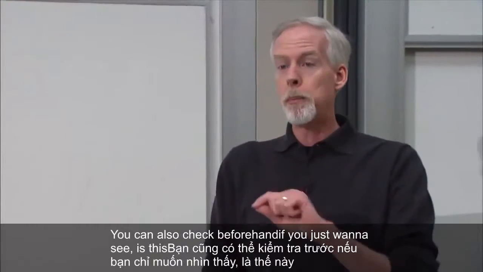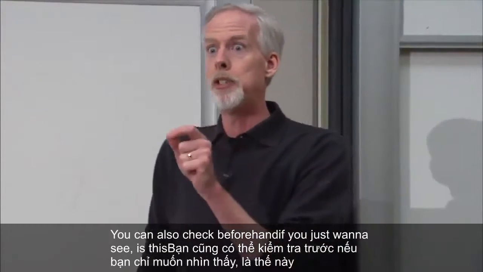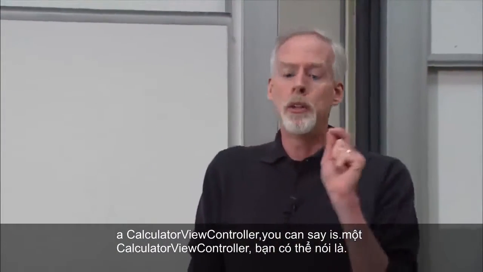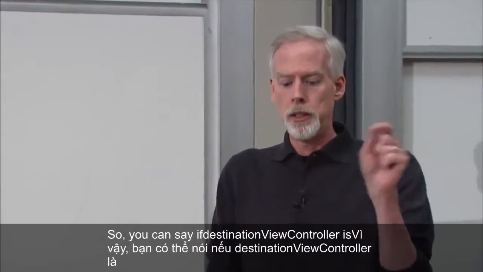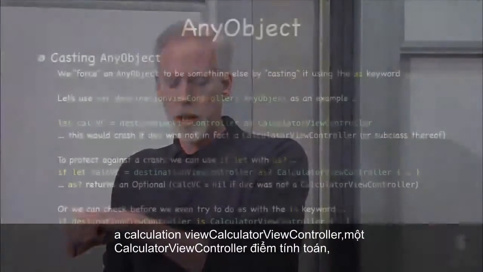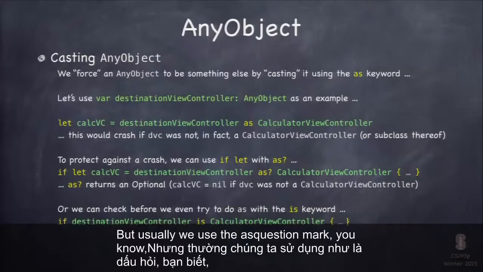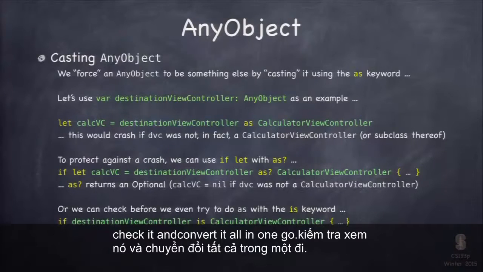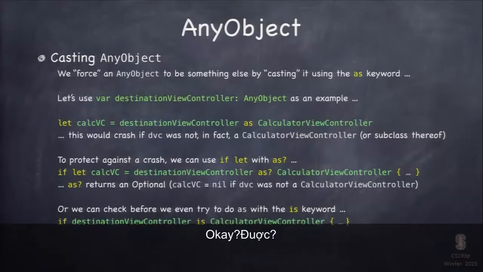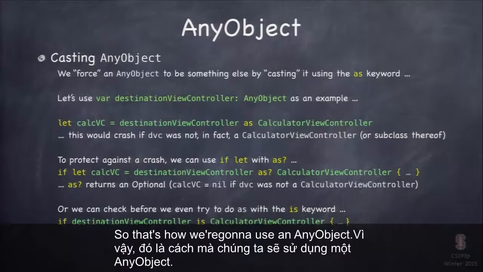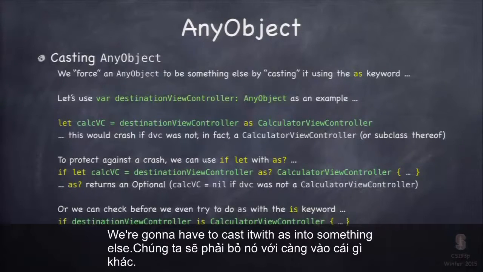You can also check beforehand if you just want to see, is this a calculator view controller? You can say "is". So you can say if destination view controller is a calculator view controller, then I'll go ahead and do the "as", for example. But usually we use the "as?", you know, check it and convert it all in one go. Okay? So that's how we're going to use an AnyObject. We're going to have to cast it with "as" into something else.